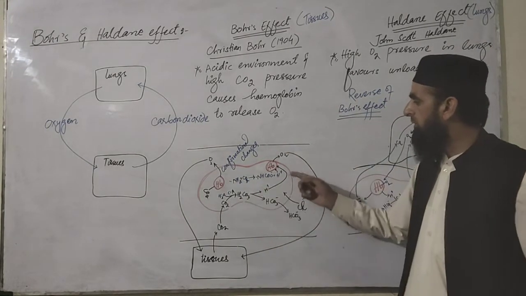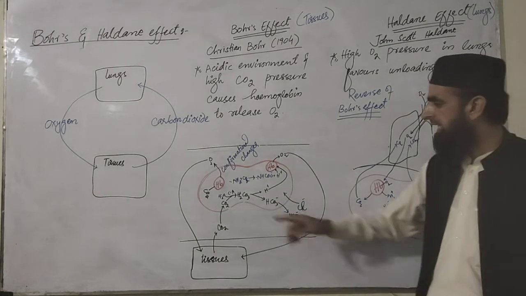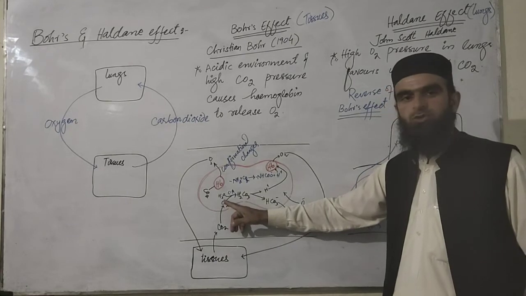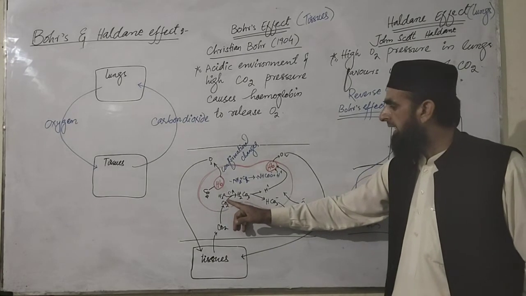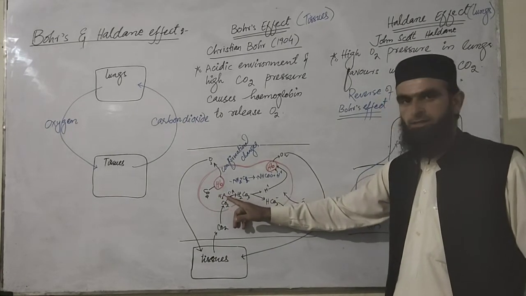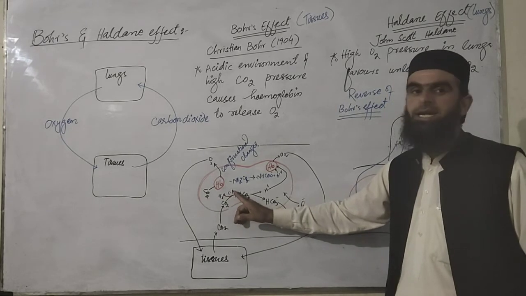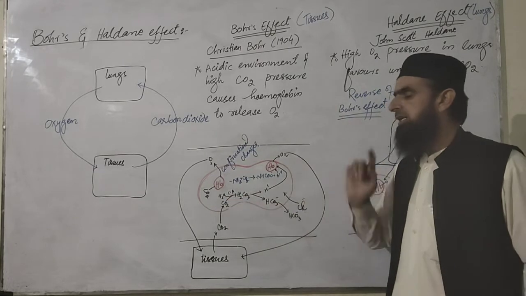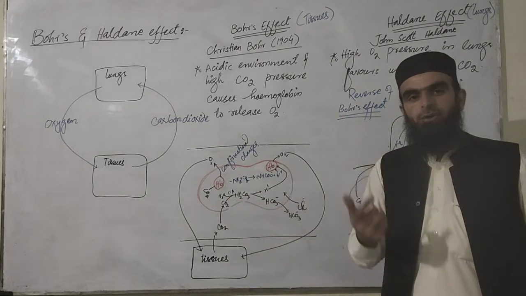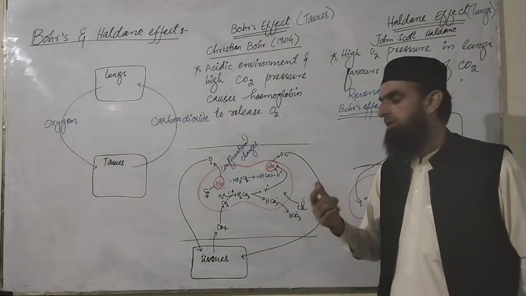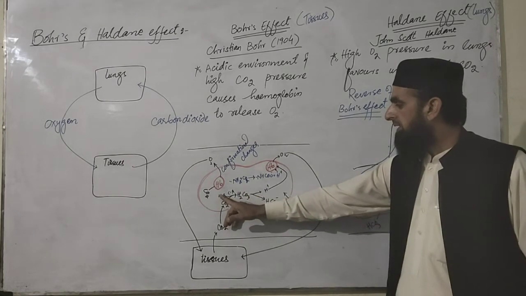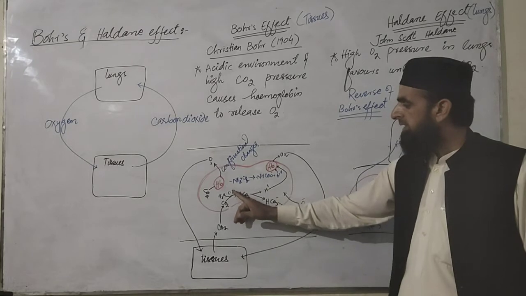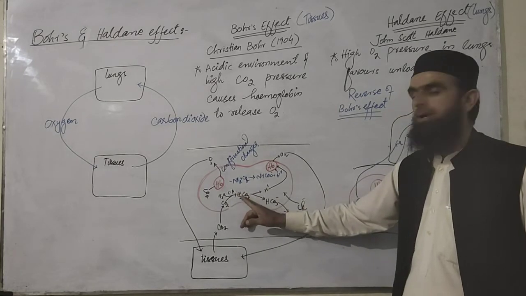The third way through which the oxygen is unloaded is this: whenever the tissues produce carbon dioxide, this carbon dioxide comes into the RBC. Here in the RBC, it reacts with the water in the presence of carbonic anhydrase enzyme. I have told you that this is an enzyme which speeds this reaction 5,000 times. Okay, so what happens here? The water and carbon dioxide are combined in the presence of carbonic anhydrase to produce carbonic acid.